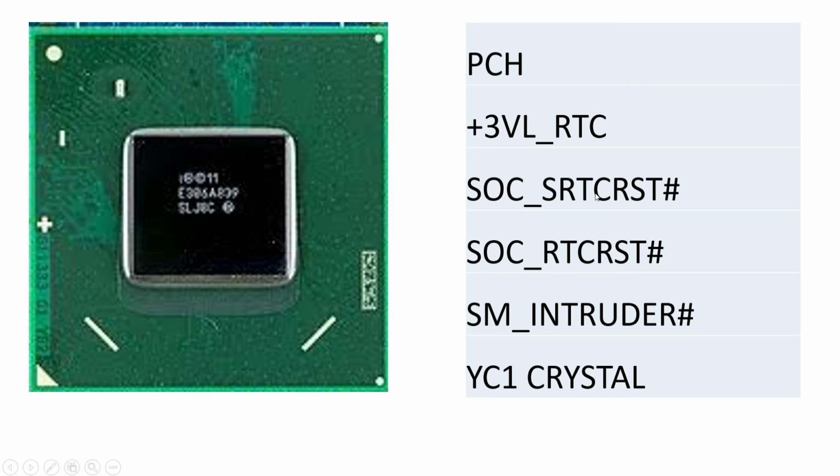Before that, one major section first: the RTC section. What is that? First the reset section, SRT RST and RTC RST will be active, meaning it's a reset. Once it resets, only then will your motherboard turn on, and restart will also happen. If any issues come in reset, then even if it turns on once, after that if you press the power button, it won't turn on. And the intruder shows the power supply, whether any door is closed or not; that information is collected, and at the same time the crystal YC1 will be active.